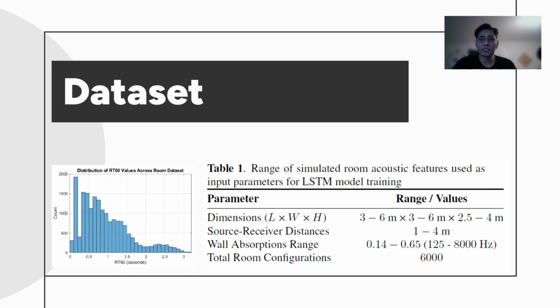Here we show the distribution of T60 values across our dataset. You can see that the room range from almost anechoic to highly reverberant conditions. Such diversity is extremely important because it exposes the model to both short and long decay patterns, making it robust and generalizable.